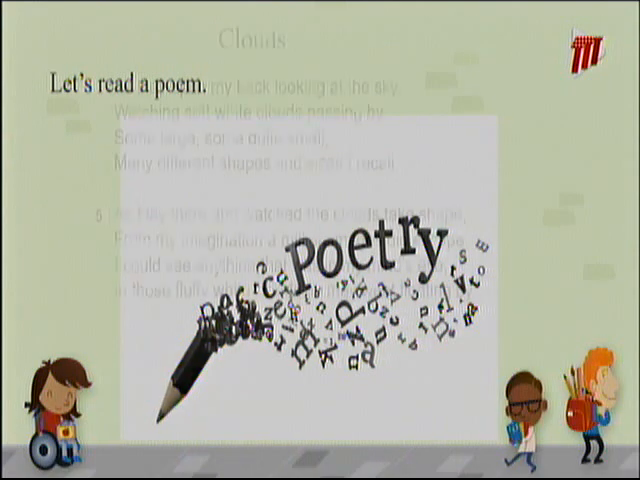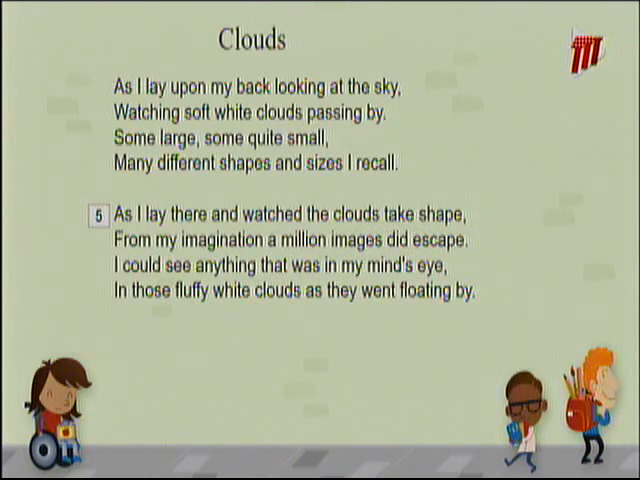As I lay upon my back, looking at the sky, watching soft white clouds passing by, some large, some quite small, many different shapes and sizes I recall. As I lay there and watched the clouds take shape, from my imagination a million images did escape. I could see anything that was in my mind's eye in those fluffy white clouds as they went floating by.